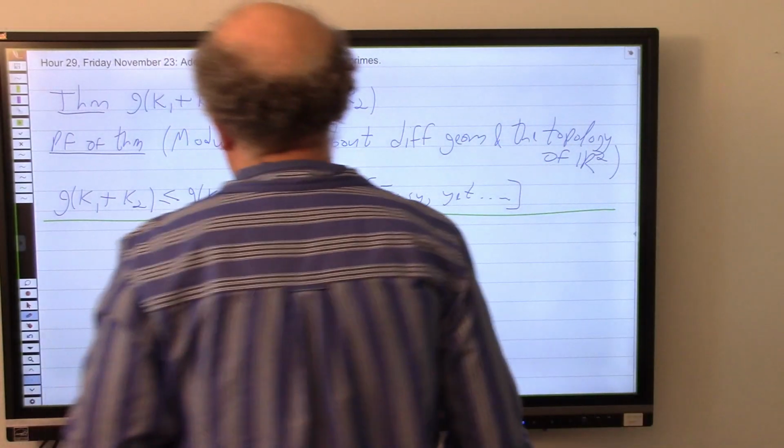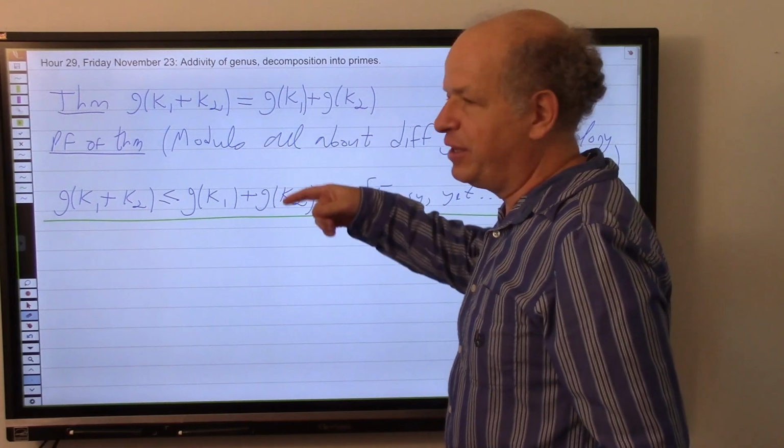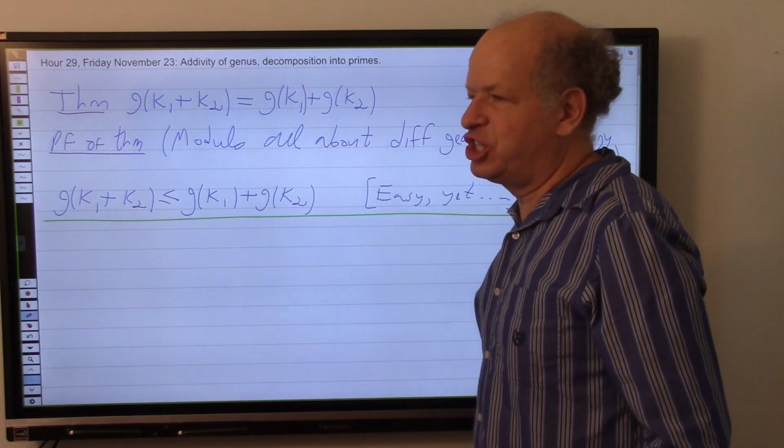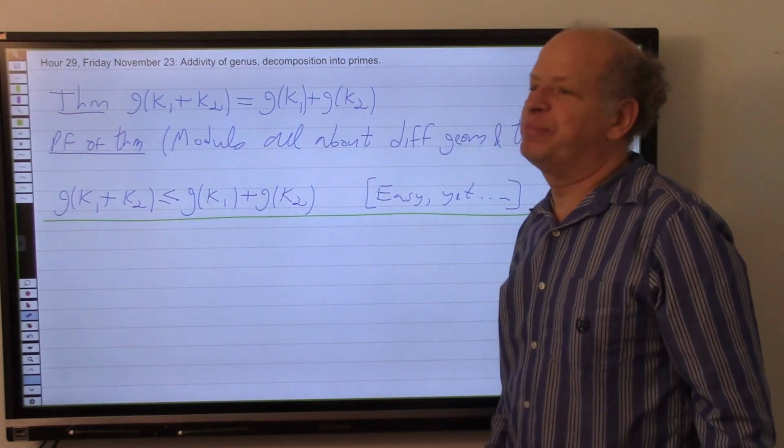Okay, so reminder, we're still within the proof of the theorem that the genus of a sum of knots is the sum of their genera. The plural of genus is genera.